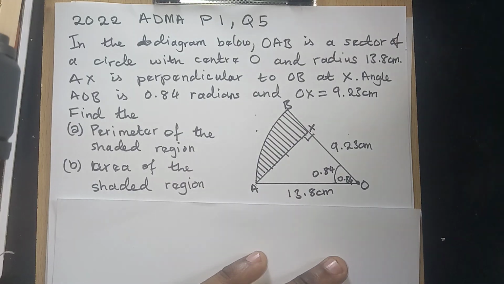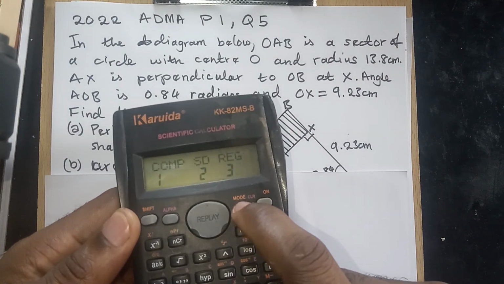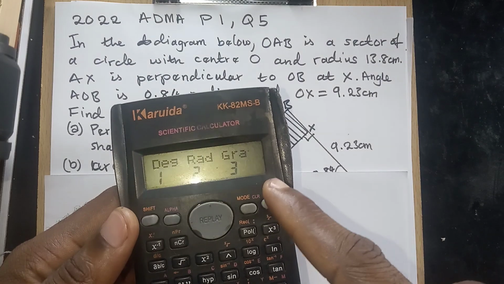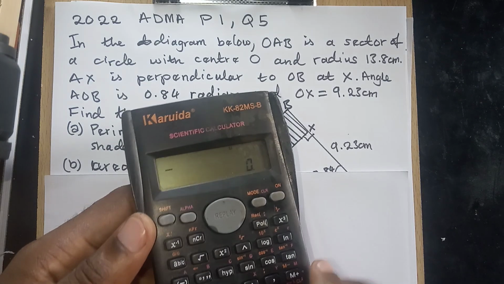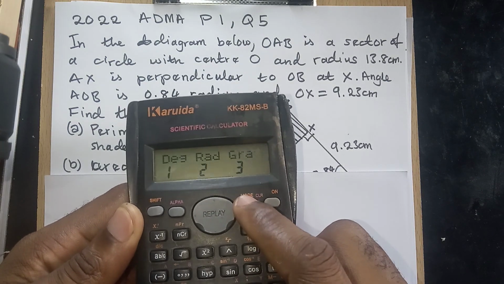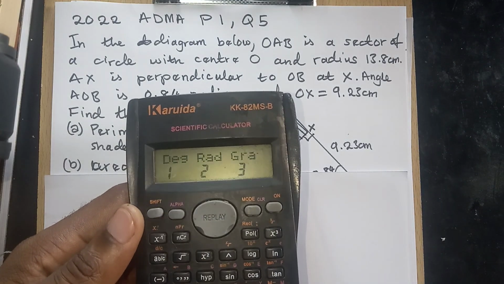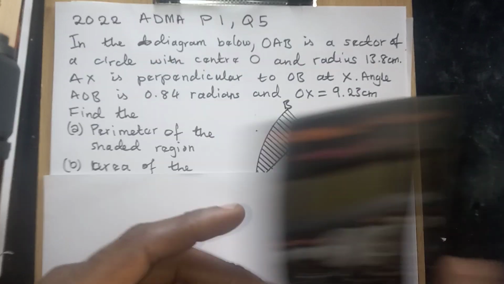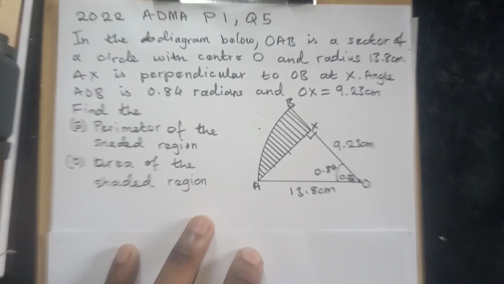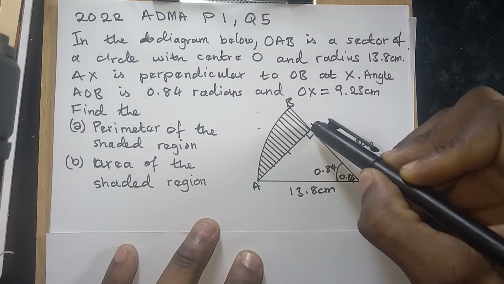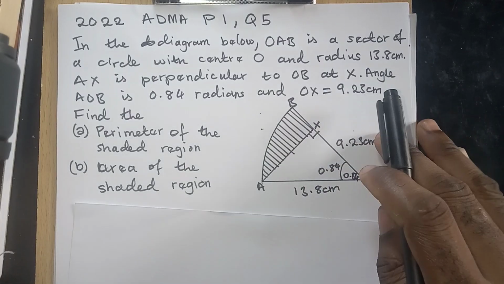So every time you see a question like this, the first thing you want to do is change the mode to radians. On my calculator, this is how I do it. Just go to second option, mode twice, then I have degrees, radians, gradians. So I'll just go for radians. And then to find the perimeter of the shaded region, we have to find this side, and that. So let's start with this one here.